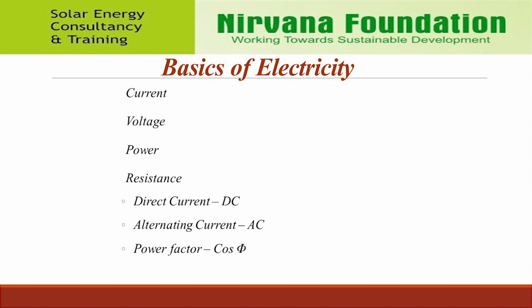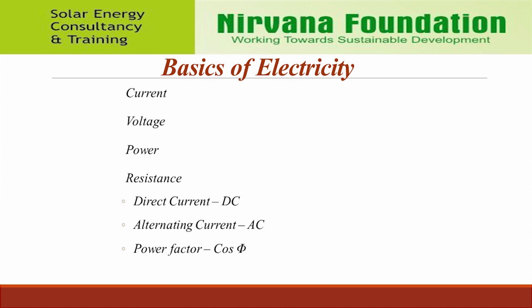Current. Current is the rate of flow of electric charge past a point or region. An electric current is said to exist when there is a net flow of electric charge through a region. Current is measured in amperes by an instrument called an ammeter.